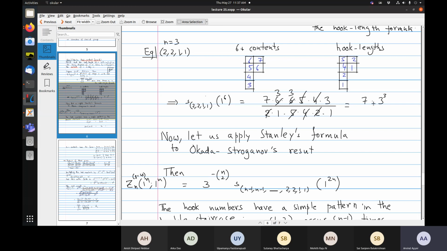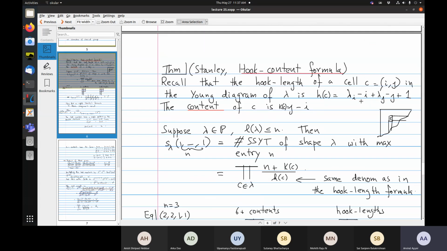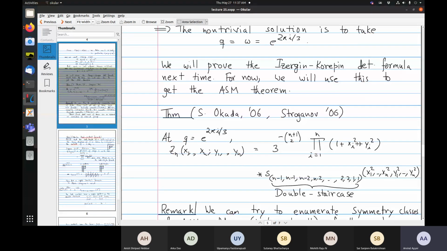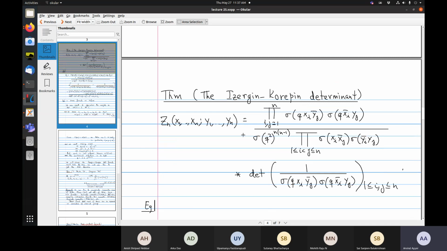So when you take n equals 3, you get 7 times 3 cubed for this factor, for this Schur function evaluated at all ones. And if you multiply by the prefactor 3 to the minus 3 choose 2, that will cancel this, and you will get 7 exactly as result. Okay, so now what remains are two things to prove this formula, which I'll do first, or at least give the idea, and then the rest of the lecture will prove the Izergin-Korepin formula. Again, give the main ideas.